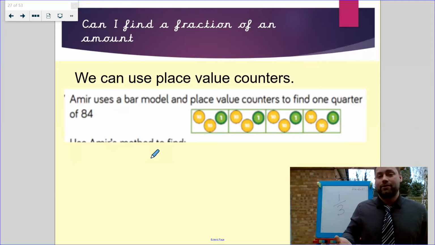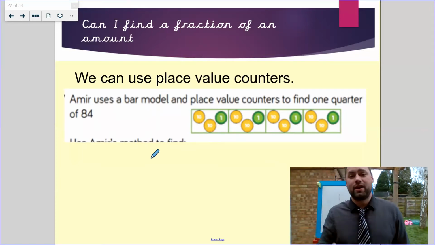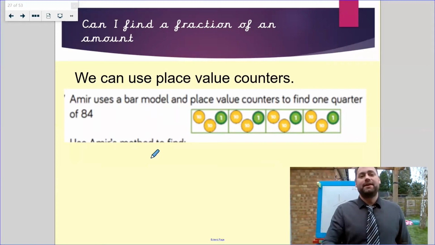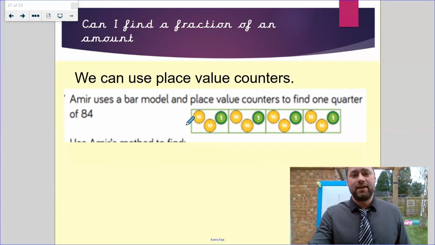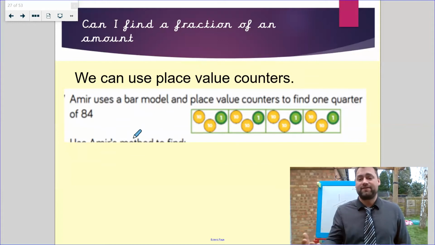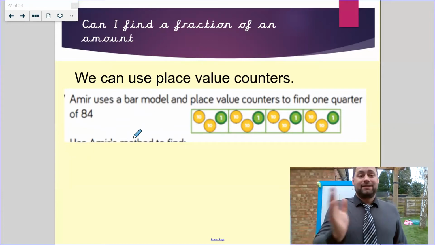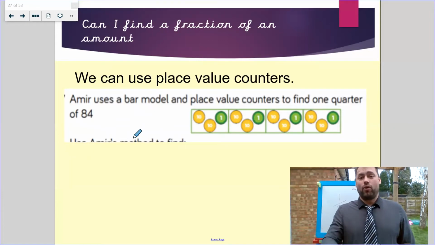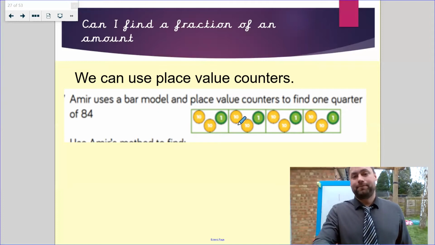You can use place value counters as well to find 1/4 of 84. And Amir's done this. So what he's done here, he's got 84, 10, 20, 30, 40, 50, 60, 70, 80, and then 4 ones. So he's got 84 in place value counters. He needs to find 1/4 of 84. So he gets his bar out and splits his bar into 4 parts, 1, 2, 3, 4.